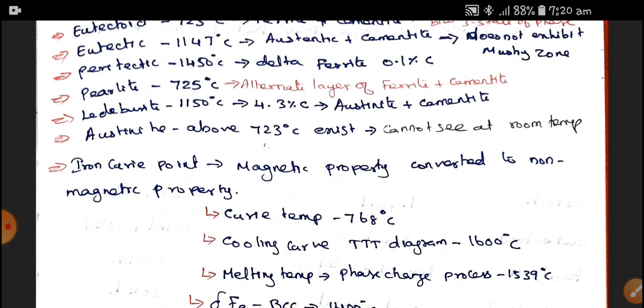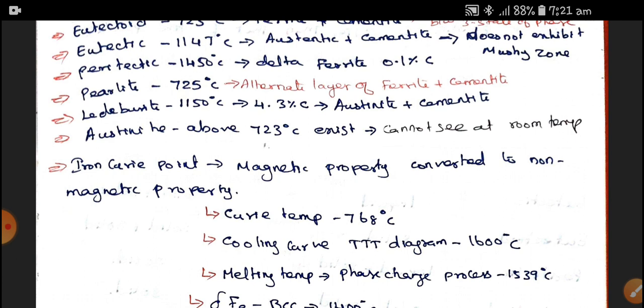Next, the ledeburite at 1150 degrees Celsius, the eutectic temperature at 4.3 percentage of carbon, the ledeburite is in the form of austenite plus cementite. And austenite can't exist above 723 degrees Celsius. You cannot see it at room temperature also. So between room temperature and 723 degrees Celsius, it exists.